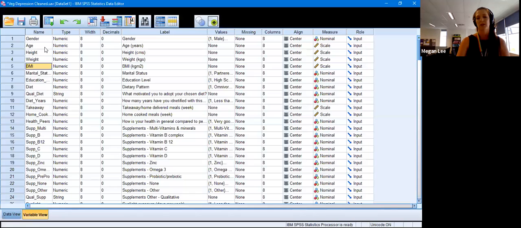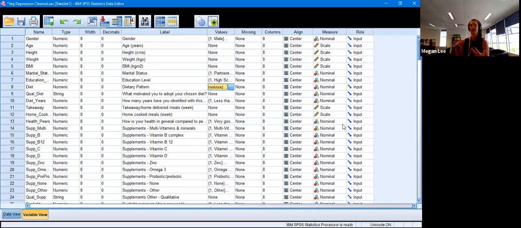Because this is about diet, BMI is a very important confounding variable. And it is significantly related to depression as well, as you'll see soon. Then we asked about marital status, education levels, and dietary pattern. That's one of our most important ones because that's our grouping variable: omnivore, vegan, and vegetarian. So that's our research question.